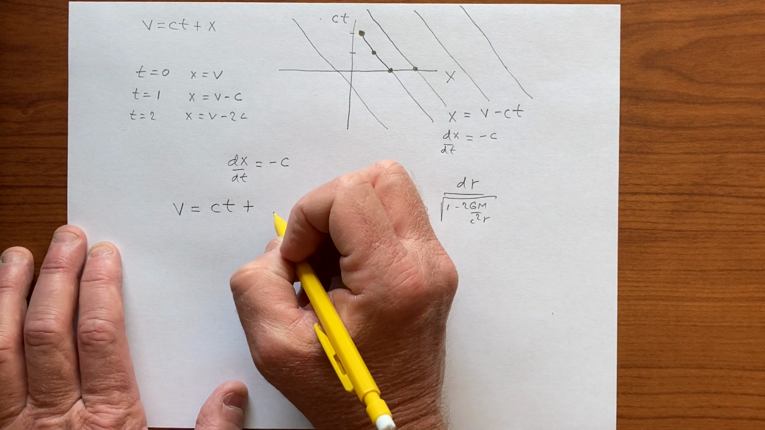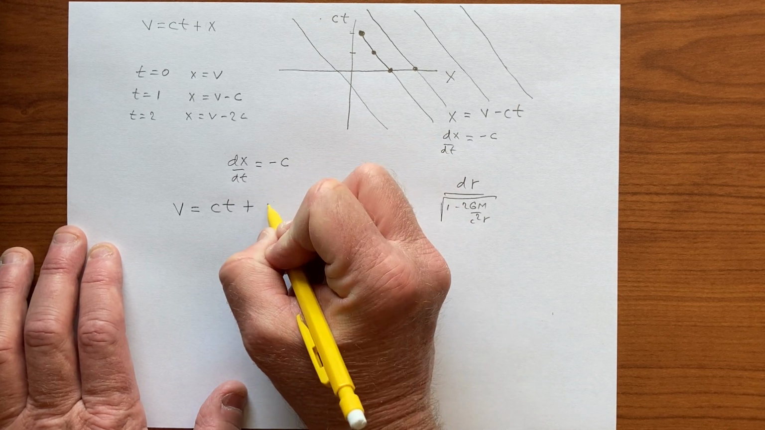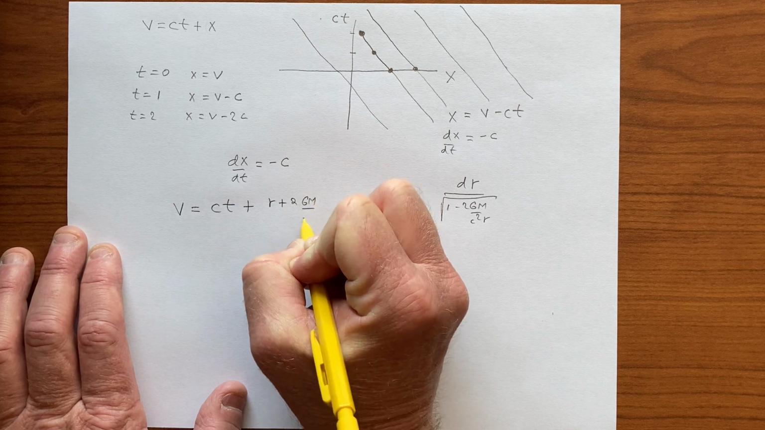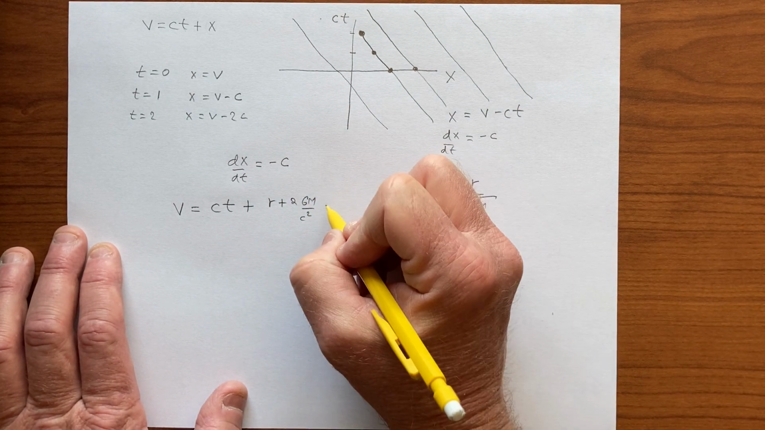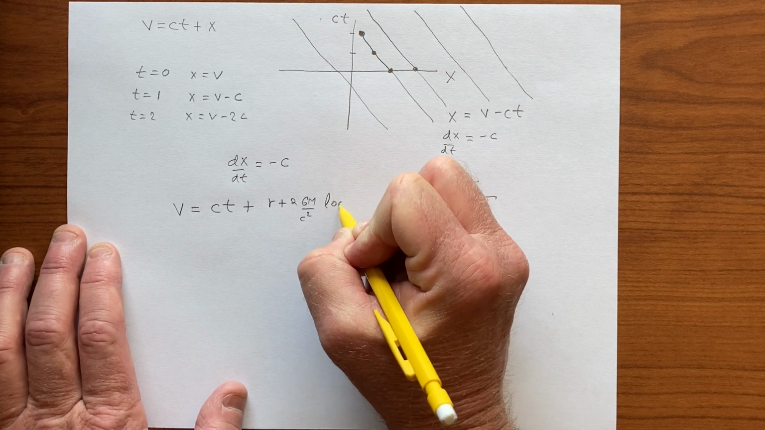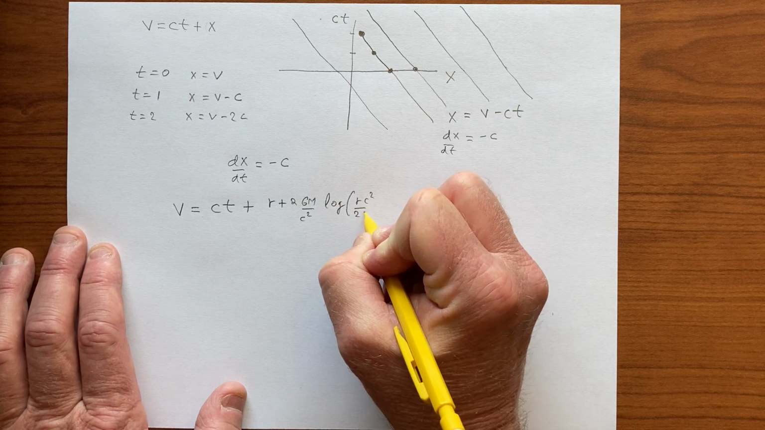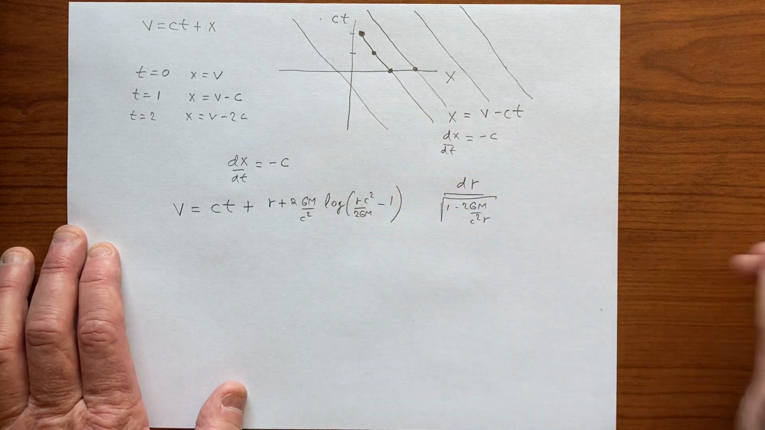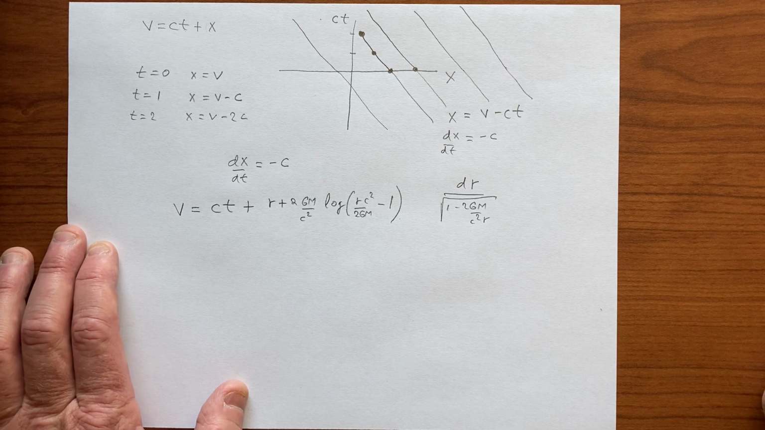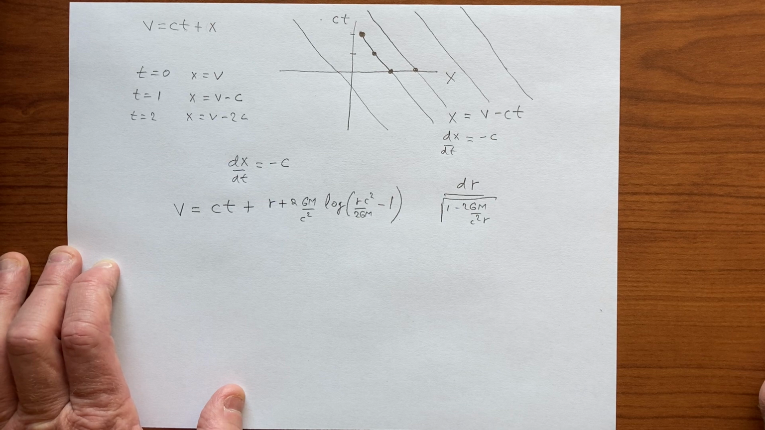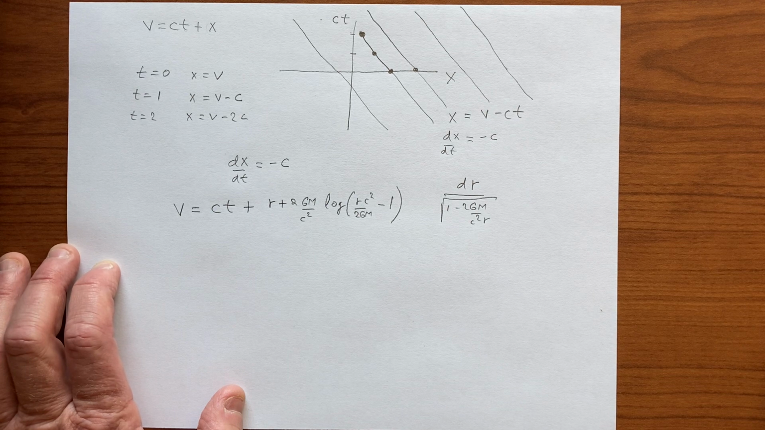And so when you integrate that, what do we get? We have r plus 2GM over c squared times the natural log of rc squared over 2GM minus 1. And so this is going to represent light moving in the negative radial direction toward this region, r equals 2GM over c squared.